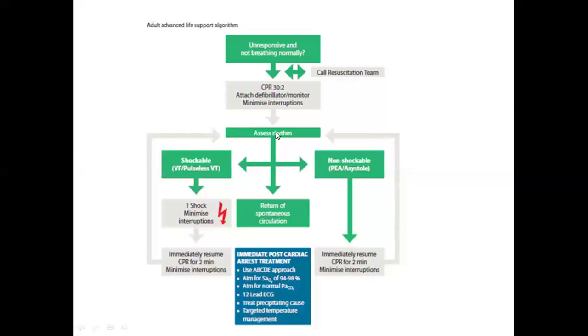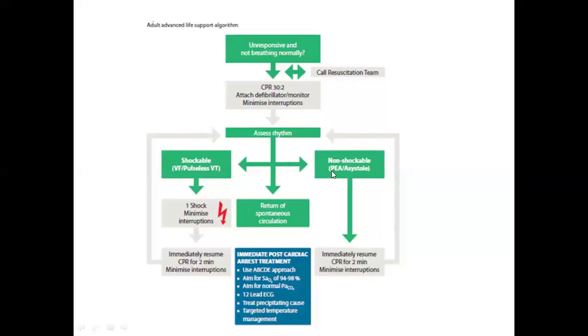And after that, we should connect the patient to the monitor and assess the rhythm. There are 2 groups of cardiac arrest rhythms, on the left side and on the right side. On the left side, you get the shockable rhythms. On the right side, you get non-shockable rhythms. What are the non-shockable rhythms? These are the rhythms where you do not give any shocks, right? 2 rhythms, PEA or asystole.